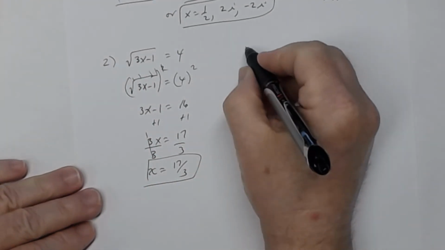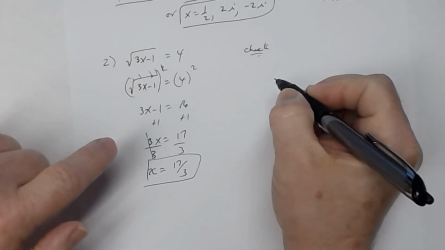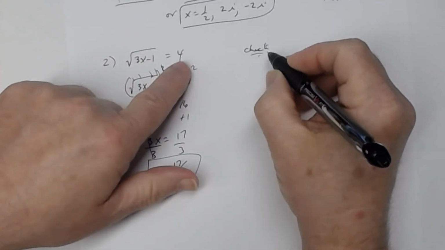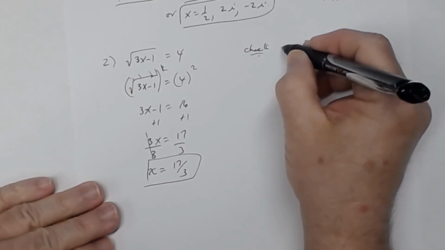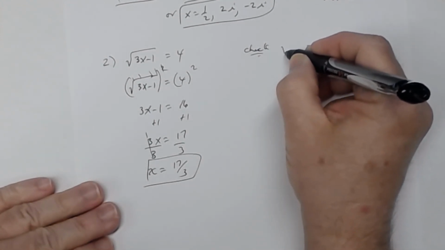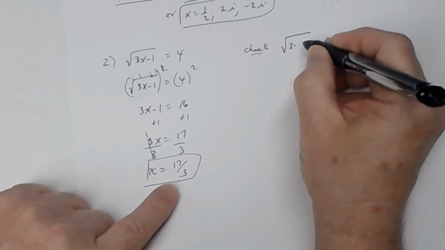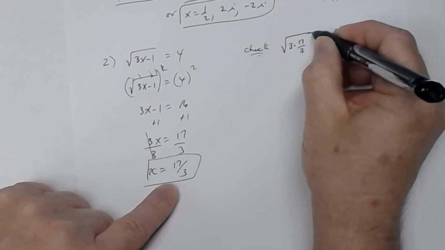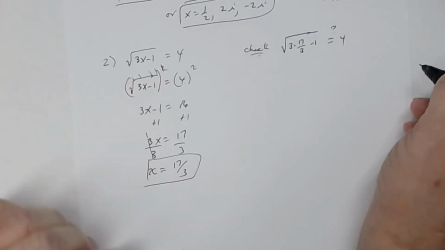But let's go ahead and check. I just want to show you how to check this. So if you need to check, in this case it wasn't necessary, okay, because this is a positive 4. But let's just remind ourselves how to check this. So if you want to check, you would say the square root of 3 times, and then x is 17/3. And then you're subtracting 1, and you want to see if that's going to equal a positive 4.